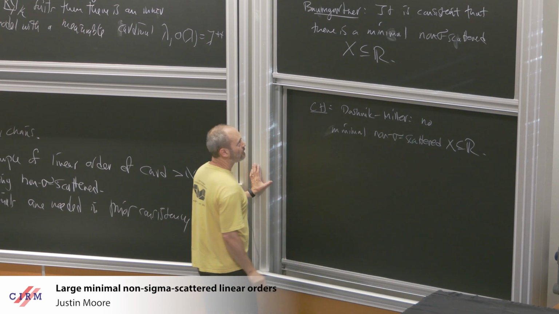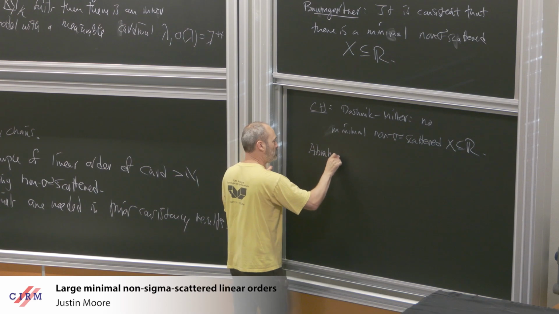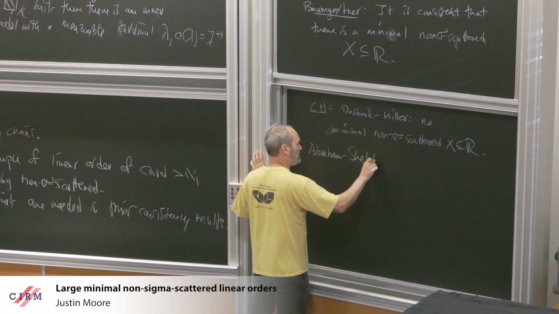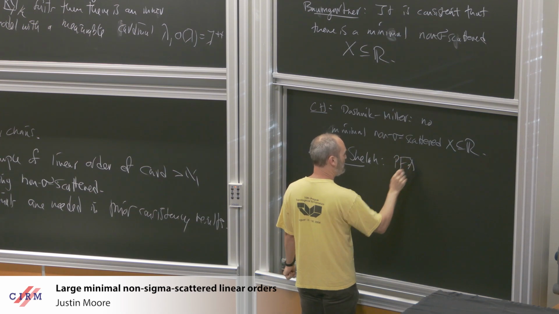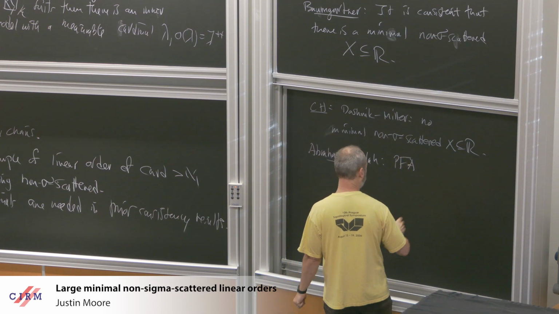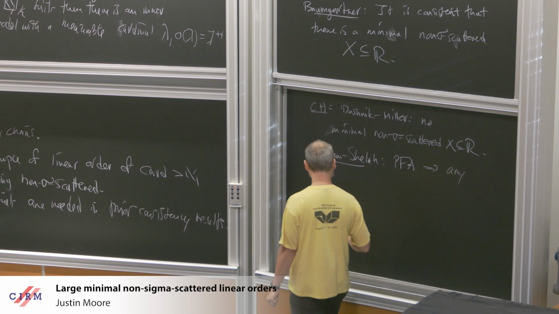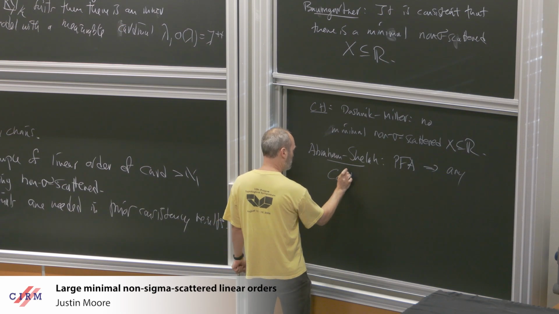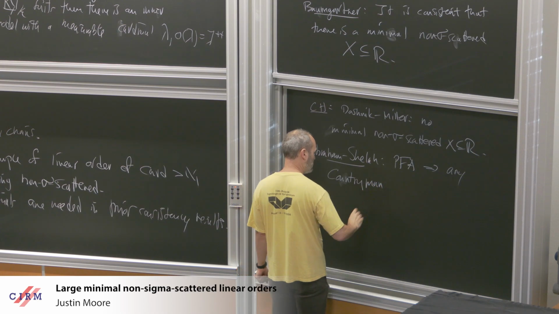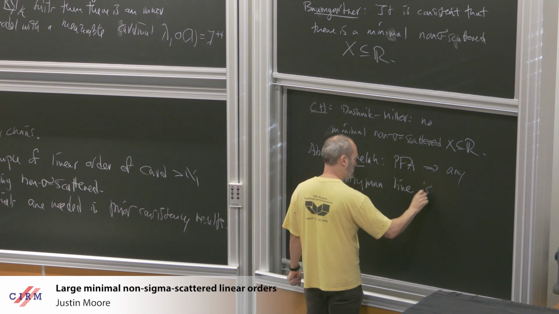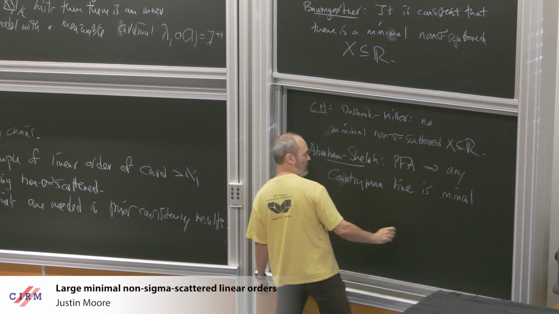And also Abraham and Shelah showed that PFA, even PFA for posets of size aleph 1, implies that any Countryman line is minimal non-sigma scattered.